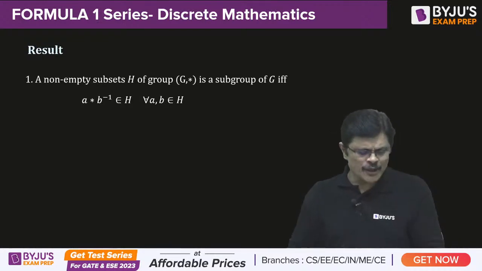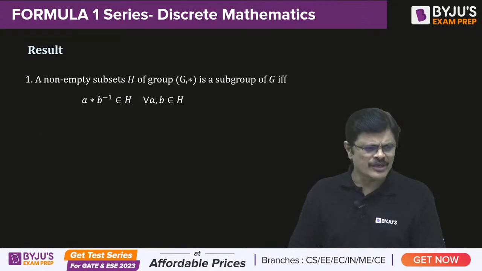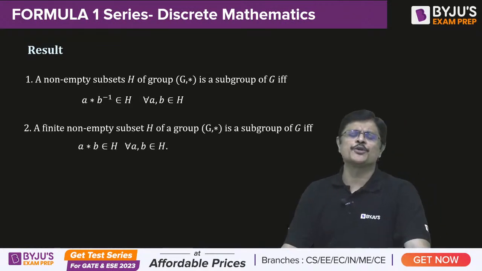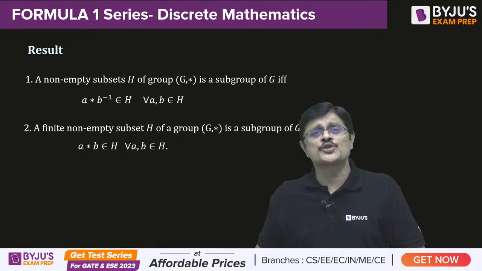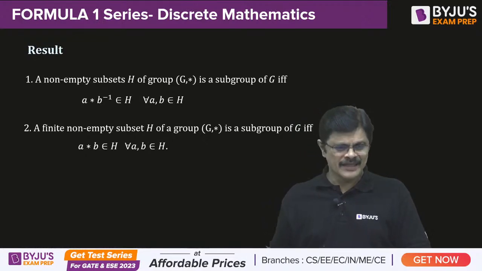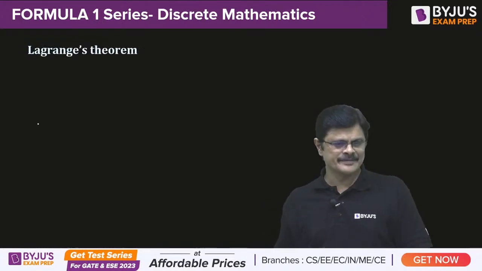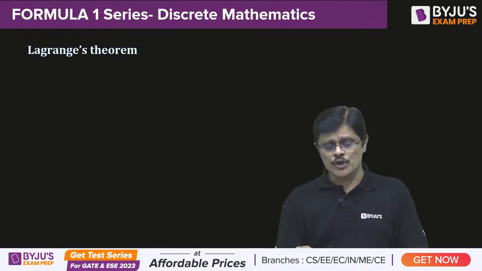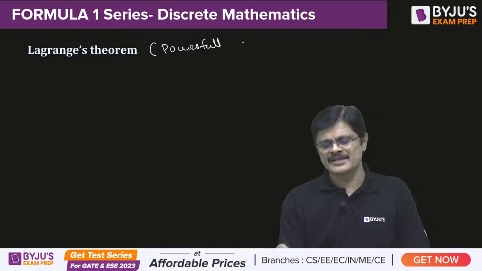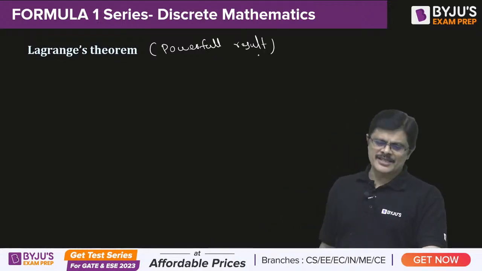But if it is a finite group, you don't even have to do this much work. If it is a finite group, we just need to check A star B belongs to H. If you do it, it's enough. That is a wonderful property, my dear friends. Now, this is the most powerful result. And what does this result say, sir?